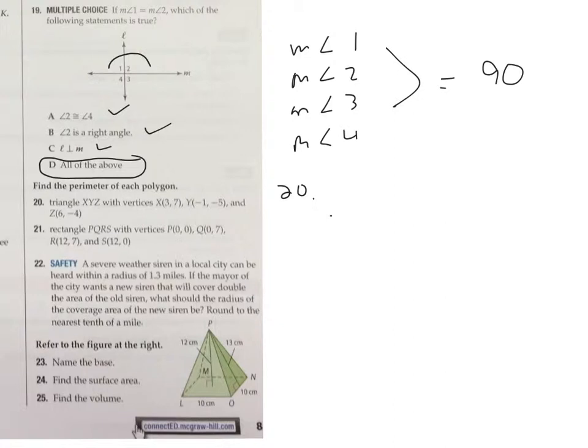Number 20. Triangle XYZ. So first thing I'm going to do is go ahead and draw this triangle. X happens to be at the point (3, 7). Y is at the point (-1, -5). And Z is at (6, -4). So here's my triangle.